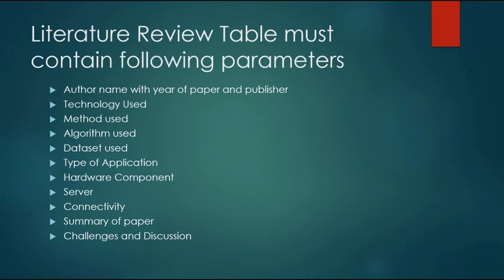Next, your type of application, because it might be a web application, a console application, or a mobile application, depending on the type of your project. If your project is an Android based or mobile based application, you have different parameters. If you have a machine learning based project, then you have different parameters. If you have an IoT based project, then you have hardware components. Based on that you have to categorize your table and decide what parameters you should include.